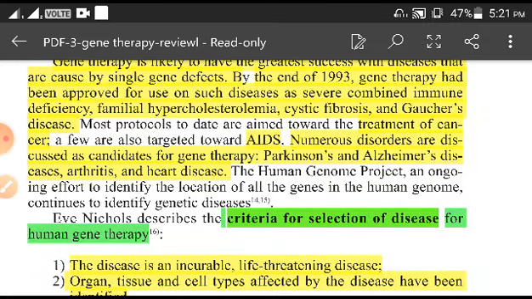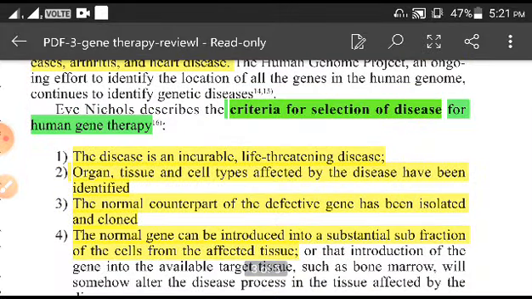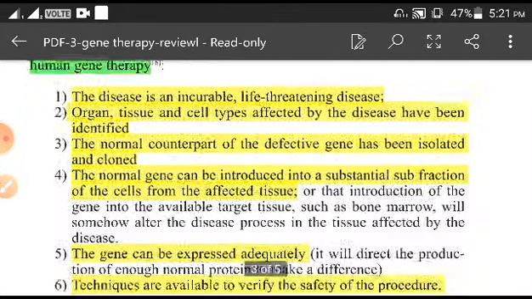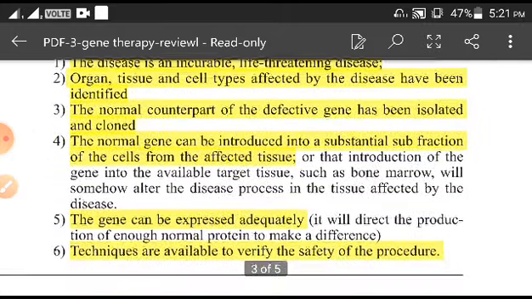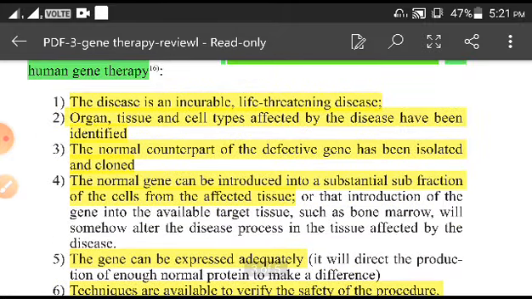Criteria for selection of disease for human gene therapy. So we have these 5 criteria. The disease is an incurable life-threatening disease. If the disease is life-threatening, meaning ultimately the patient is going to die, then there is a chance that you can give a last chance by using gene therapy, because gene therapy itself has many threats. So we have to choose it with proper justification.